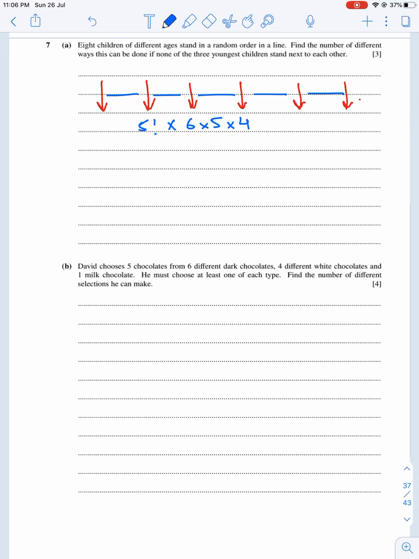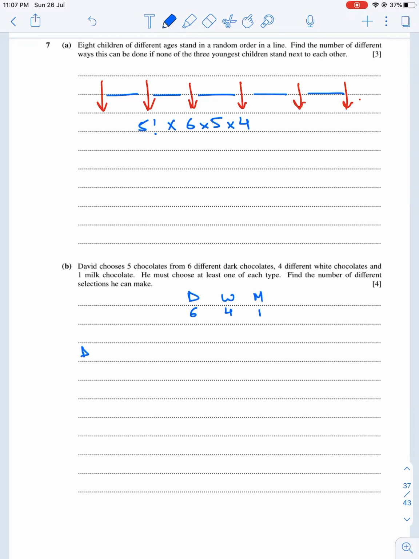David chooses 5 chocolates from 6 different dark chocolates, 4 different white chocolates and 1 milk chocolate. Okay, you've got dark chocolates, white chocolates and milk chocolates. He must choose at least one of each type. Find the number of different selections that he can make. He's supposed to choose at least one out of each type, and in all he's supposed to choose 5 chocolates.